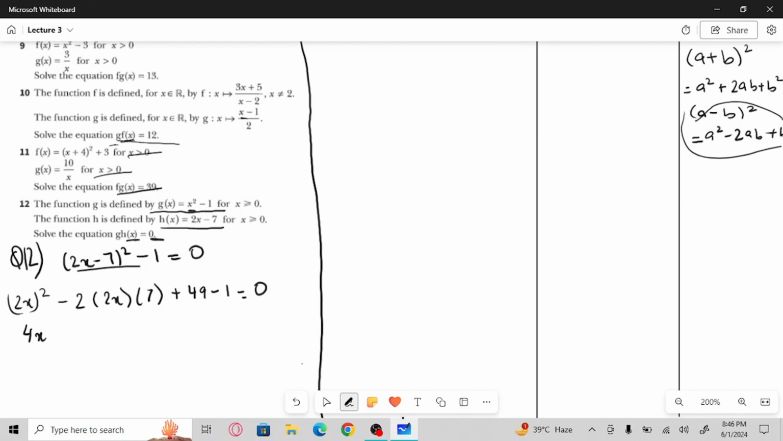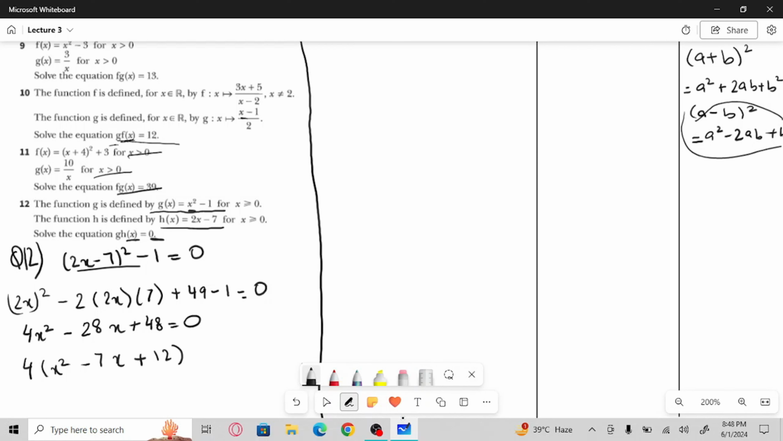And 4x squared minus 7 2s are 14, 4 2s are 28. x plus 48 is equal to 0. So we are going to factorize this, which is 4x squared minus 14x. Oh, sorry, my bad. 4x squared minus 7x plus 12 is equal to 0.